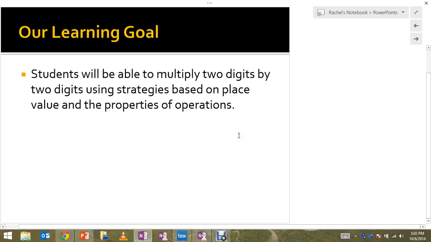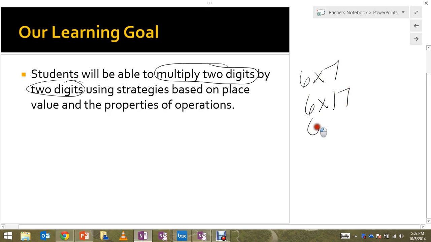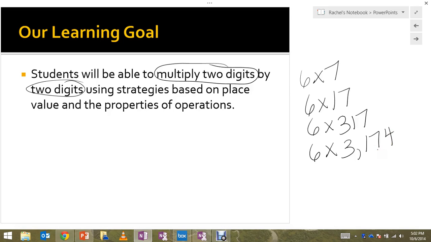In today's lesson, we started chapter 3, where we moved from multiplying a 1-digit number by a 4-digit number to multiplying 2 digits by 2 digits. We reviewed that in chapter 2. We were learning strategies for multiplying 6 times 7, or 6 times 17, 6 times 317, all the way up to a 4-digit number like 3,174. Students learned 3 different strategies and several mental math strategies for solving these problems.